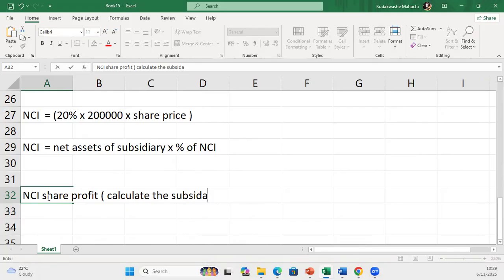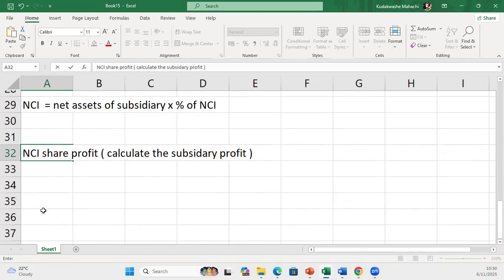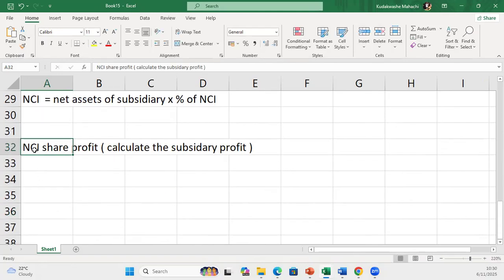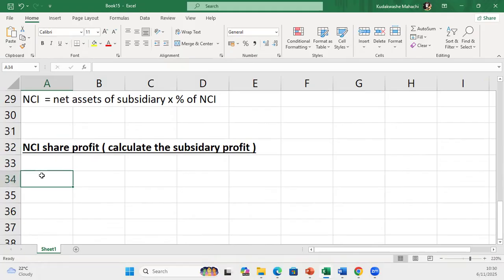Let's proceed. So NCI share of profit, tinotanga tatsvaga profit yesubsidiary. And we calculate the subsidiary profit, also multiply by the percentage of NCI. We calculate the subsidiary's profit and multiply by the percentage of NCI.